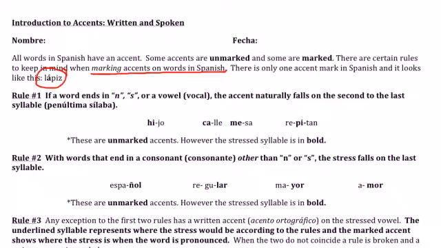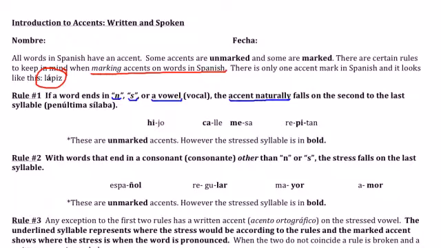So to begin, there are three rules to keep in mind when we are considering accents and whether or not to mark them graphically. First rule is that if a word ends in N, S, or a vowel, the accent naturally falls on the second to the last syllable, which we call the penúltima sílaba. So the following words end in either a vowel or an N.